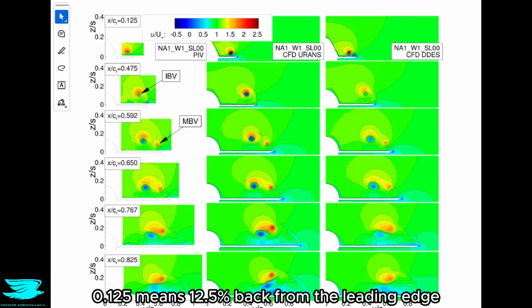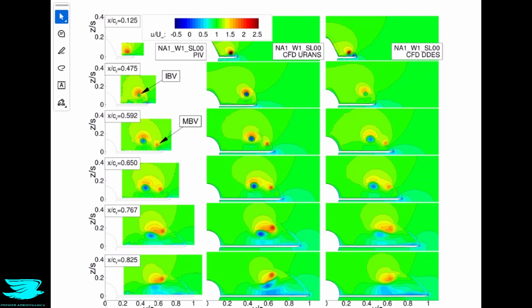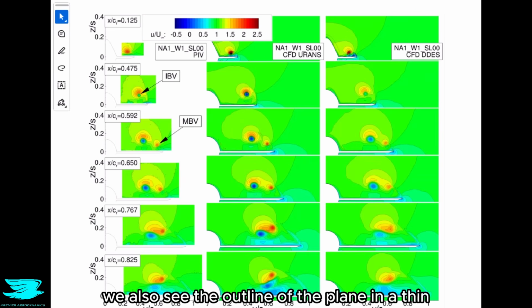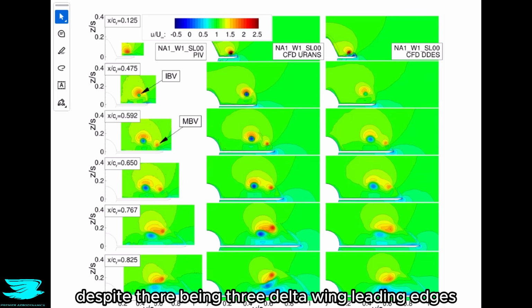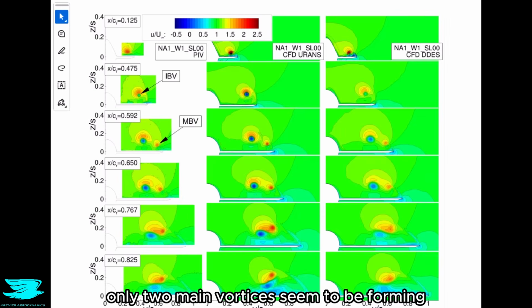For example, 0.125 means 12.5% back from the leading edge. We also see the outline of the plane in a thin black line next to the number. And looking at the experimental results, it's the left column. Interestingly, despite there being 3 delta wing leading edges, only 2 main vortices seem to be forming.